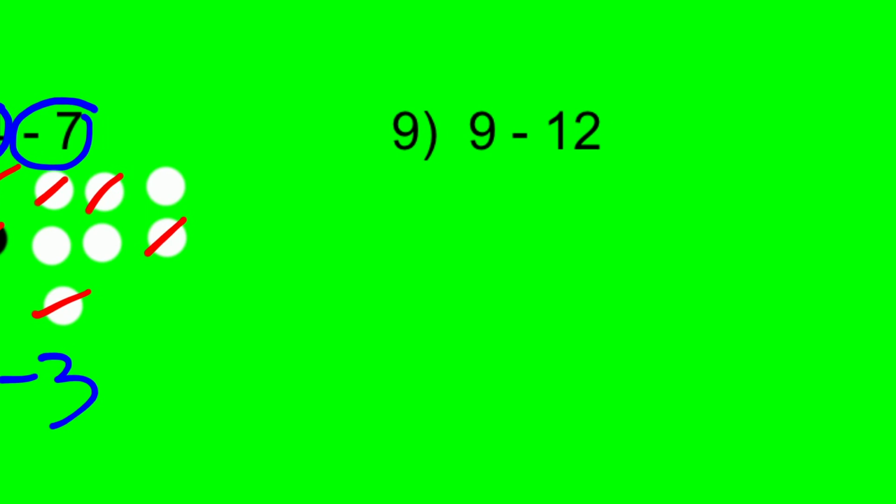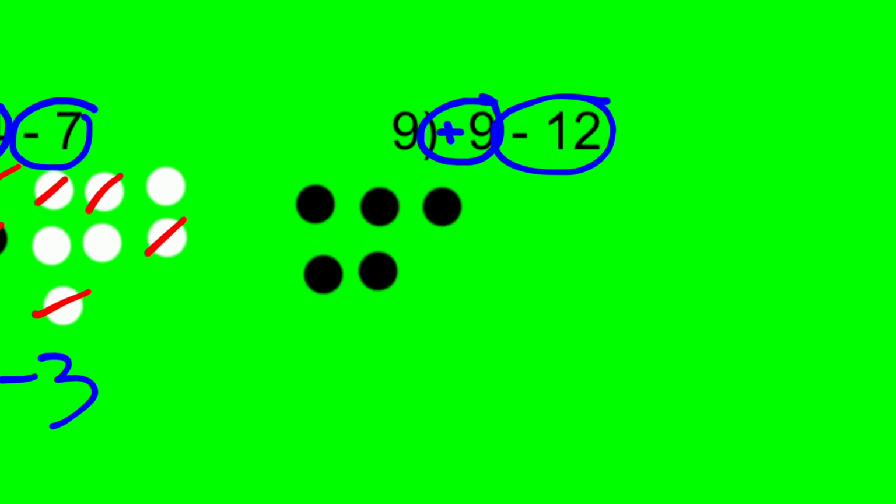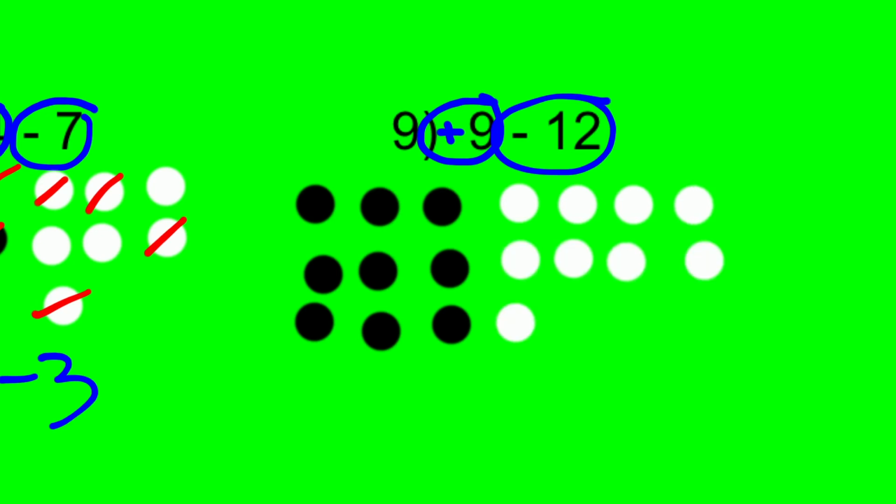And then the last one, 9 and negative 12, right? This is a positive 9 because there's no sign. And this is a negative 12. So if I was to model this out, 9 positives, 1, 2, 3, 4, 5, 6, 7, 8, 9. 12 negatives, 1, 2, 3, 4, 5, 6, 7, 8, 9, 10, 11, 12. Cancel out your 0 pairs. Doink. Oops, I'll make this a little better.